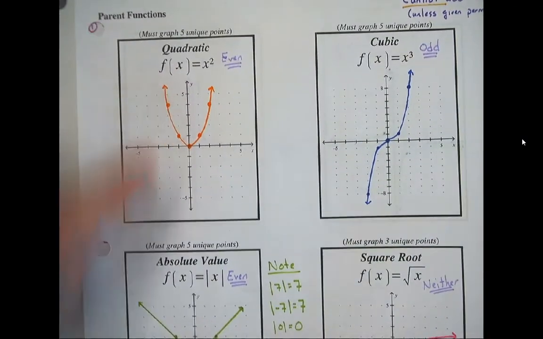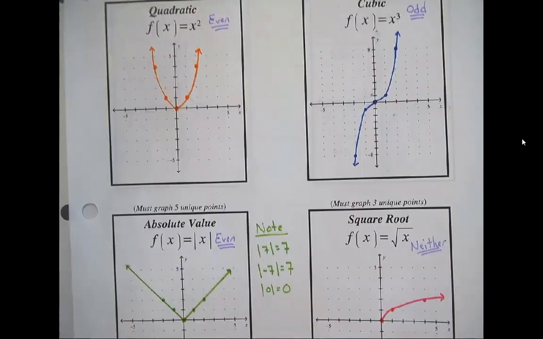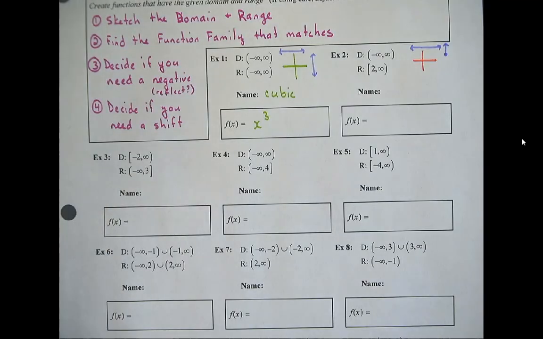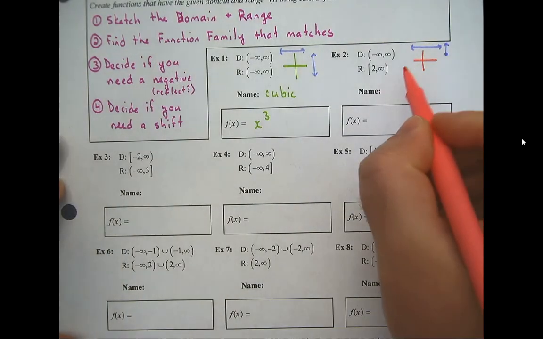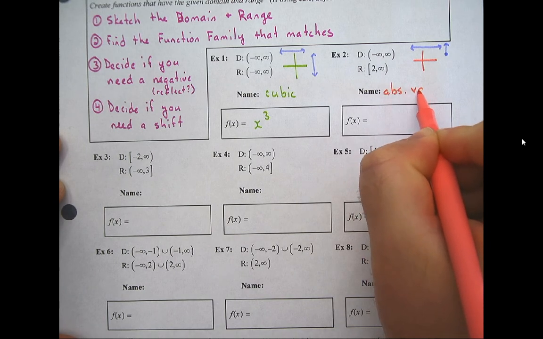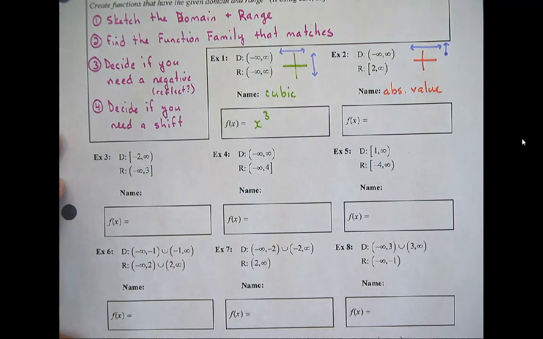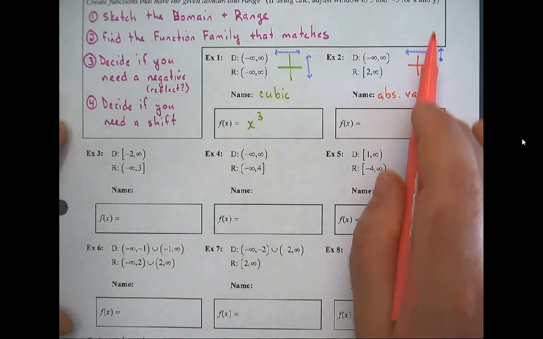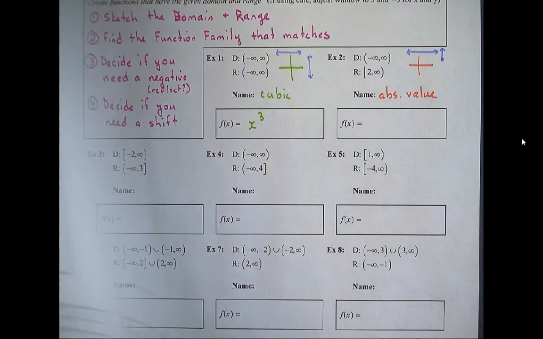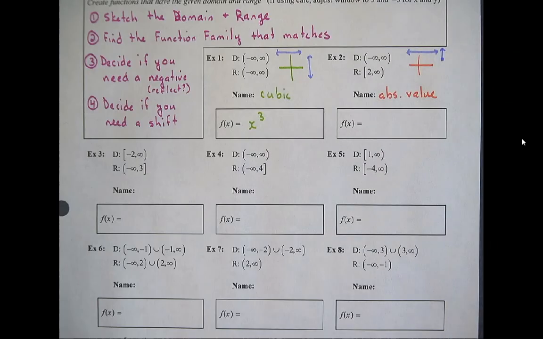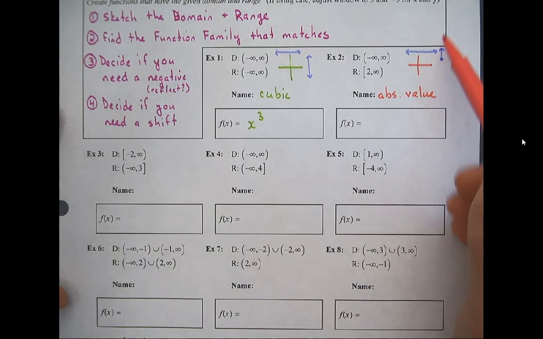So I could use this guy or I could use this guy. It doesn't matter which one. You pick. I'm going to choose to do absolute value this time. I don't know why. I just want to. So my function family is absolute value. Is the shift, do I need any negatives? Nope, I'm pointed up, and that's the same as what my function family does. The absolute value function family points towards the positive y's, and my range is going towards the positive y's.